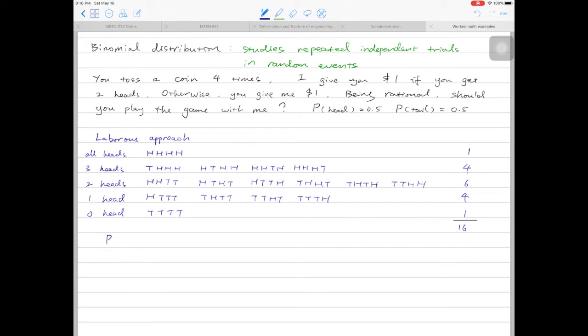The question is, what is the probability of having 2 heads? That's simply 6 over 16, which is equal to 3 over 8. 3 over 8 is less than 0.5. Therefore, you should not play the game with me, because in the long term, you will lose money. This is a very laborious way to solve these kind of questions.